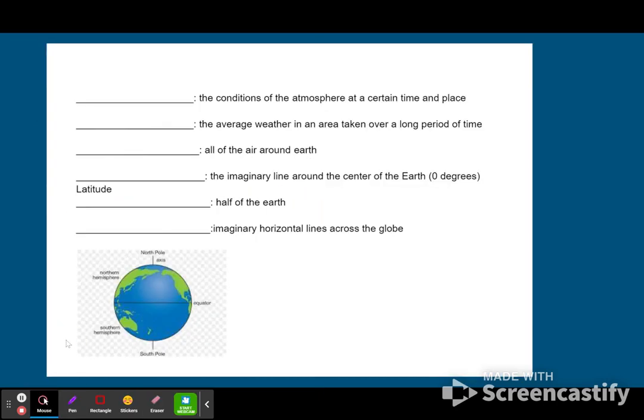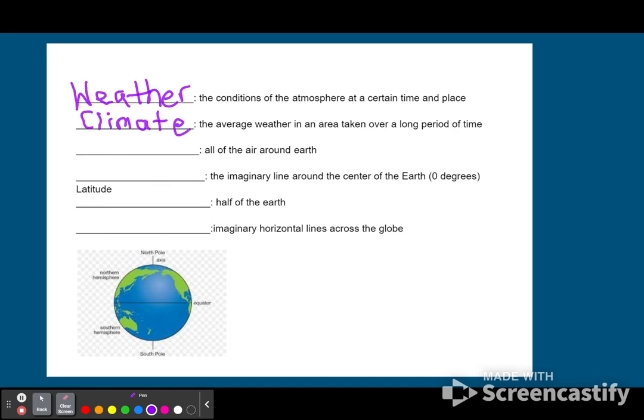At this point, you want to write what I write as we go through in your notebook. I'm going to do the best I can to write it as neatly as possible on my screen. All right, here we go. So the conditions of the atmosphere at a certain time or place is going to be weather. The average weather in an area taken over a long period of time is going to be climate. The air all around Earth is going to be the atmosphere.